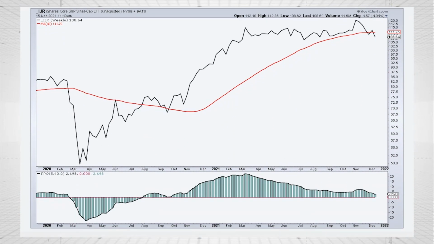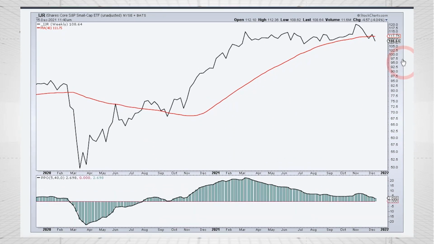Then we go to small caps, IJR. And right away, we can see we're below the 40-week. So we're breaking down there. We had this head fake breakout and then this sharp decline, and we've broken below the 40-week. The 5-week EMA is still above the 40-week EMA, though.